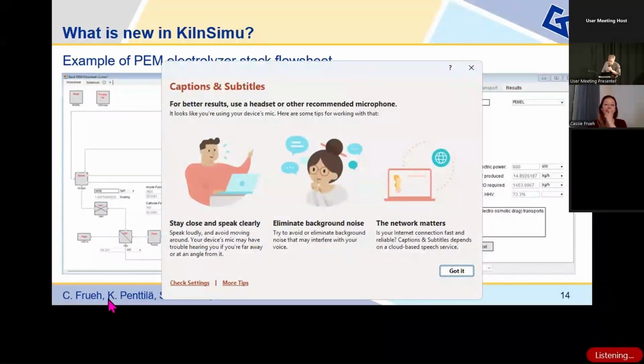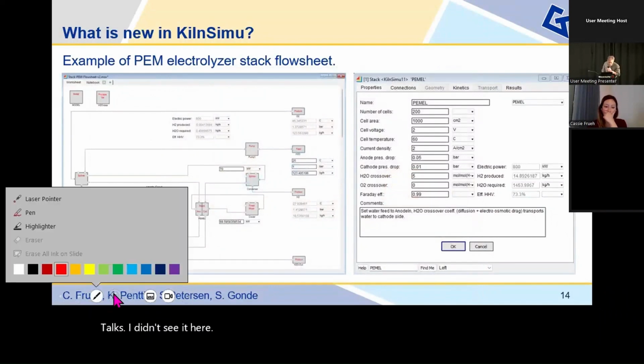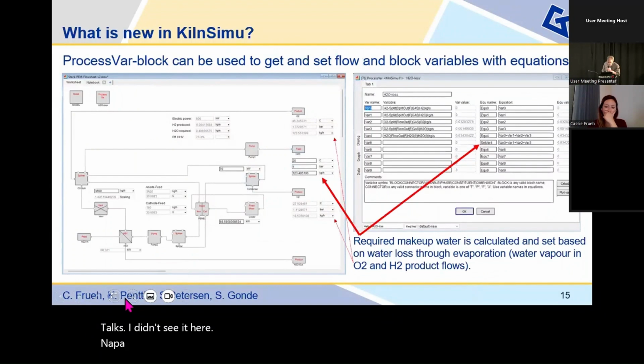Oops, I didn't see the magnifier glass. This one, yeah.